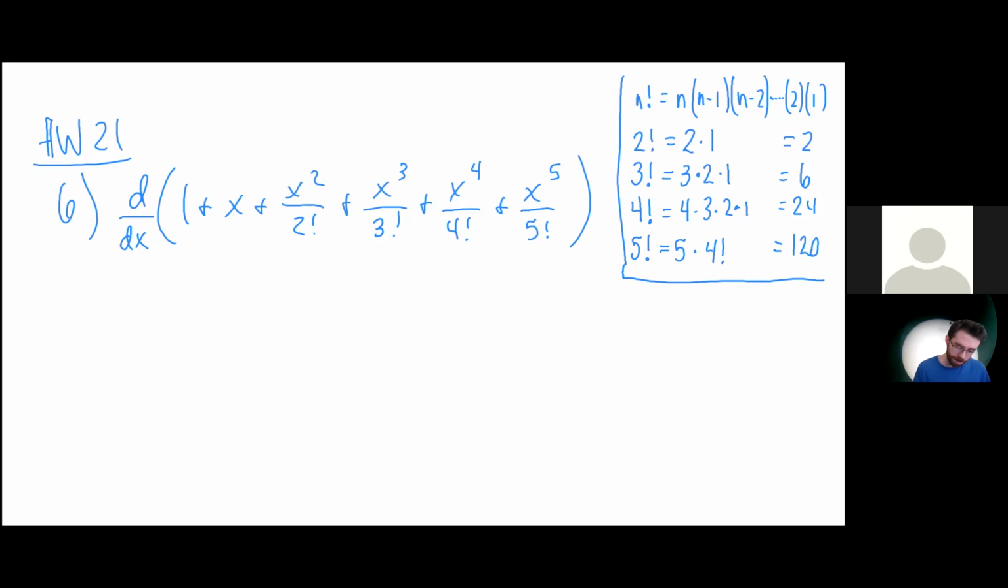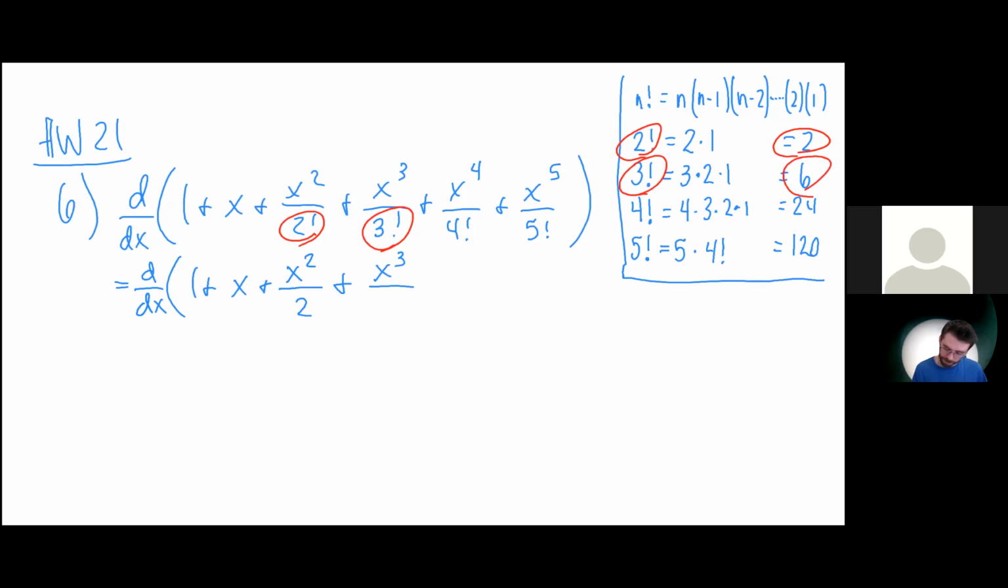So I could replace all of these fractions here. Instead of writing factorial, we know 2 factorial is 2, so that's just x squared over 2. 3 factorial is 6, so that's x cubed over 6. 4 factorial is 24, 5 factorial is 120. So I could write it like that. Then to take a derivative here, we can just go term by term. The derivative of 1 is 0.